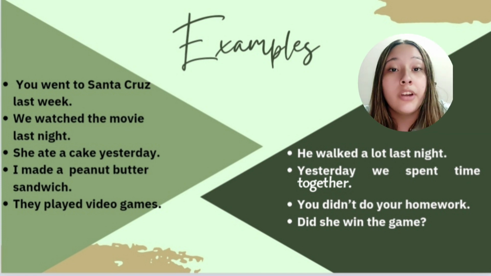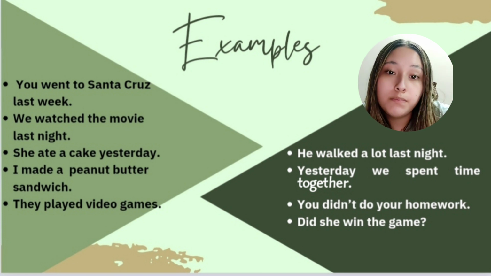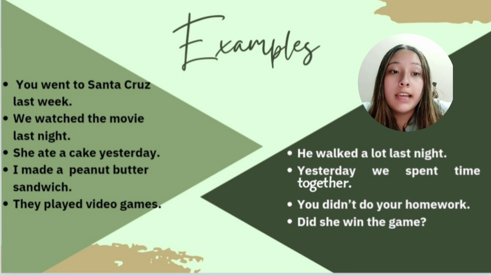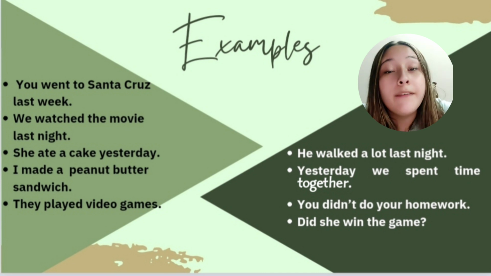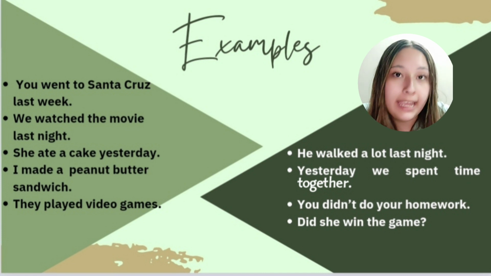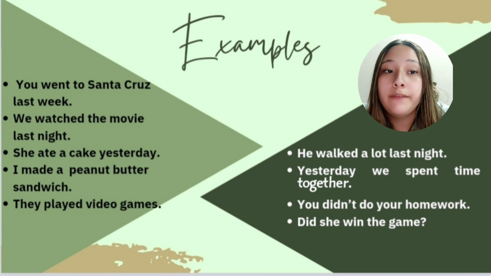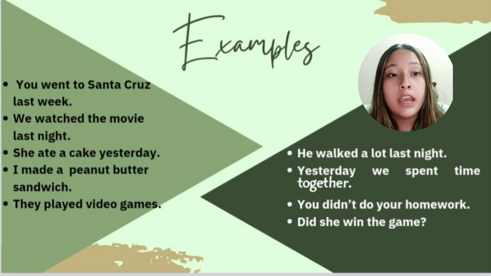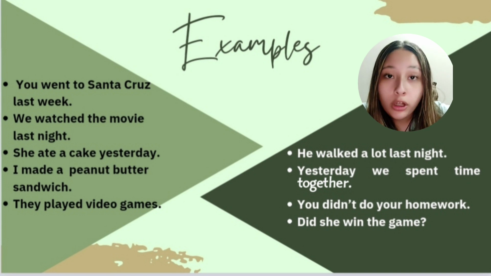In the interrogative form, we have to put just did, and it goes in the first place. For example, did she win the game? We have to put did, then the subject, then the main verb, but in base form again, like in the negative form, and then the complement. If this sentence were affirmative, it would be she won the game.